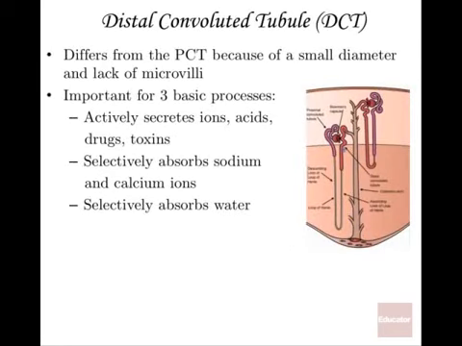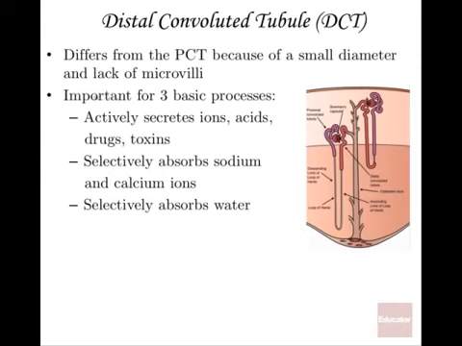Next up, the distal convoluted tubule, the DCT, which is here and here in kind of this salmon pinkish color. It differs from the PCT that was in kind of this purplish because of a small diameter, smaller than the PCT, and lack of microvilli. You actually would find some microvilli associated with that cuboidal epithelial layer.